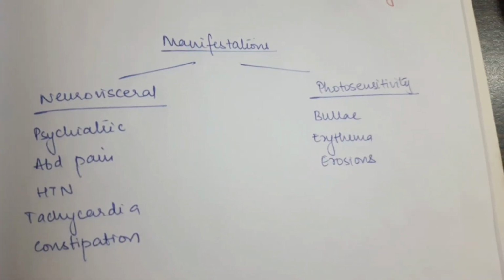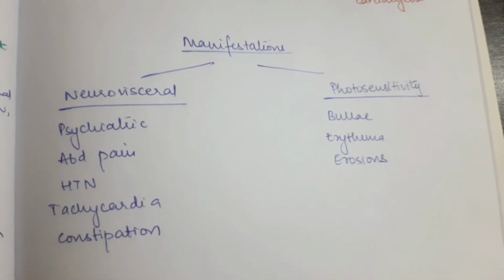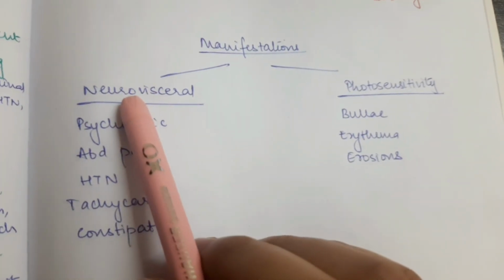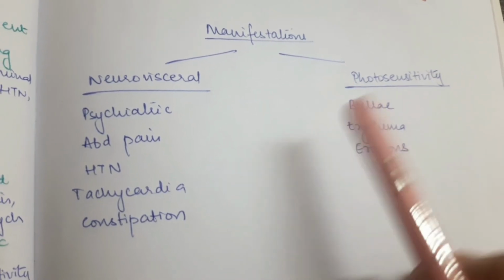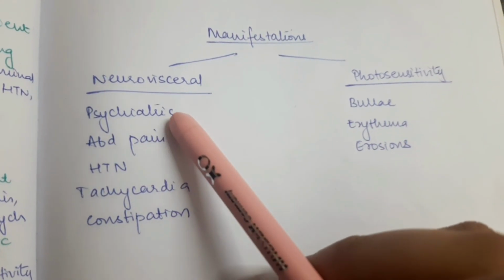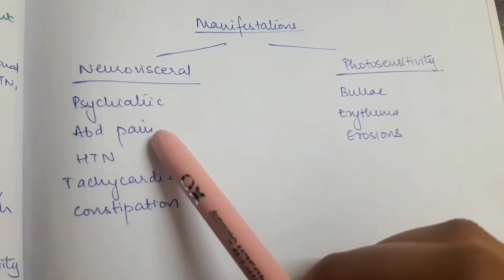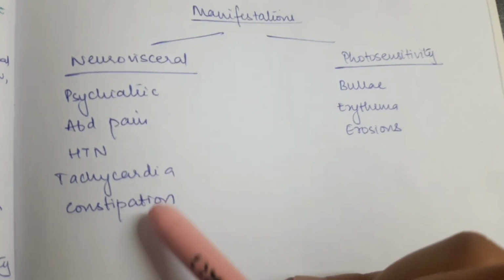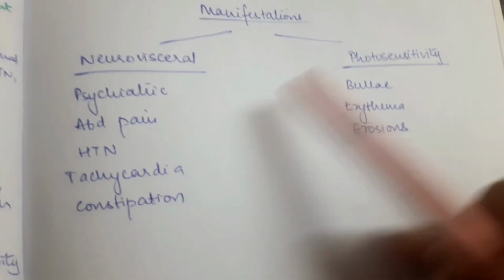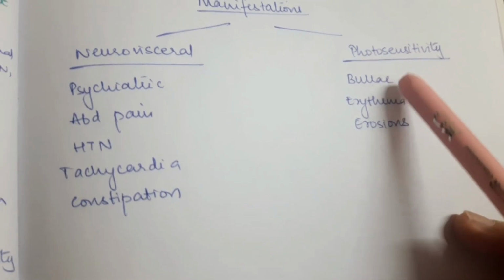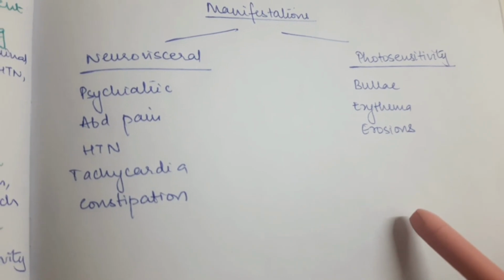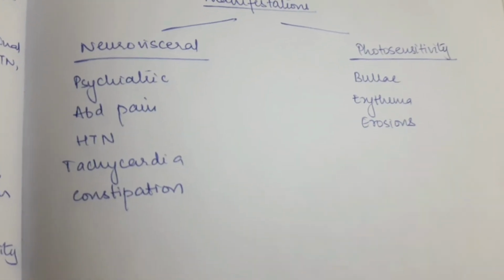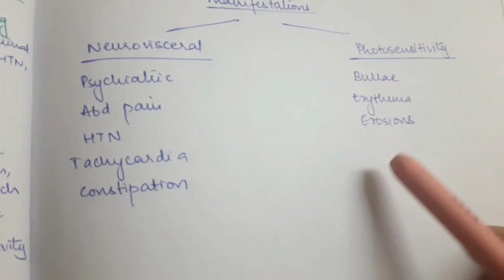All of the porphyrias can be divided into two types based on the manifestations that they exhibit. So they could have either neurovisceral manifestations or manifestations due to photosensitivity. In neurovisceral manifestations, we can have complaints like psychiatric symptoms, abdominal pain, hypertension, tachycardia, and constipation. Whereas in photosensitive symptoms, we can have skin lesions such as bullae, erythema, and erosions, which appear when the person is exposed to light, especially sunlight.